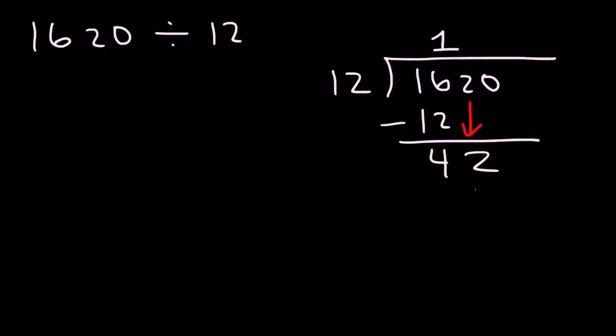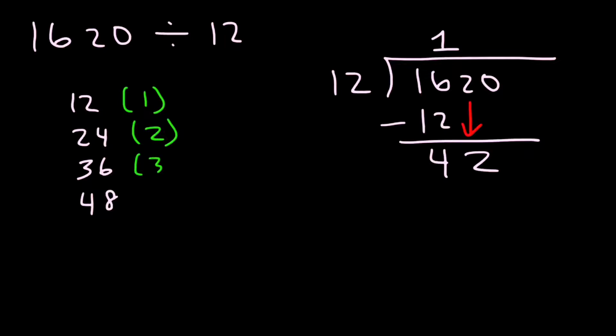If you're not sure, make a list. 12 plus 12 is 24. 24 plus 12 is 36. 36 plus 12 is 48. 12 times 1 is 12. 12 times 2 is 24. 12 times 3 is 36. 12 times 4 is 48. 48 exceeds 42. So we have to stop at 36. So 12 goes into 42 3 times.